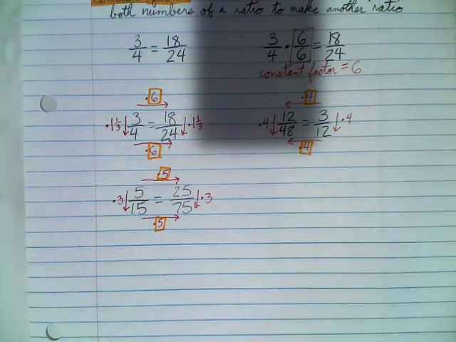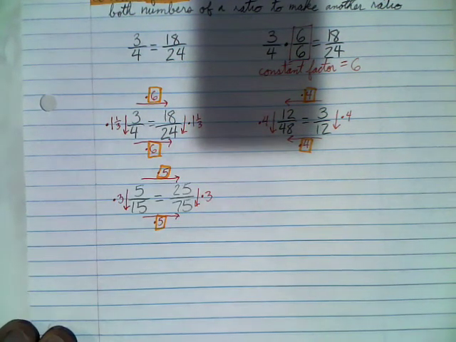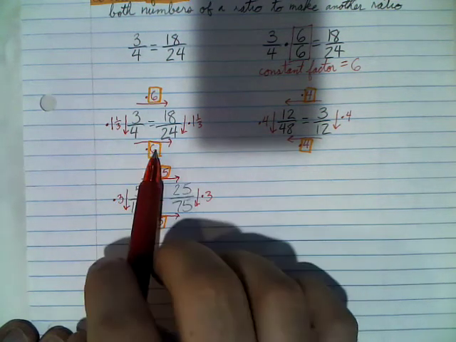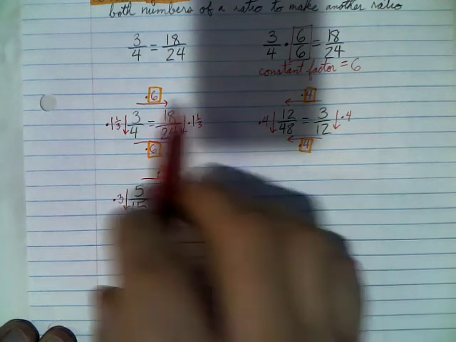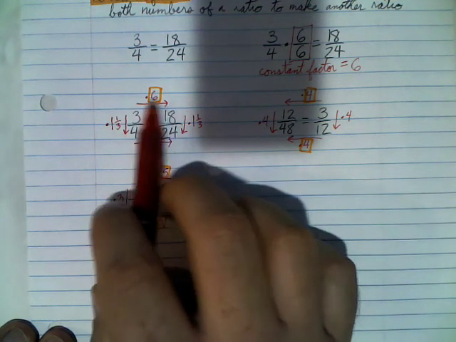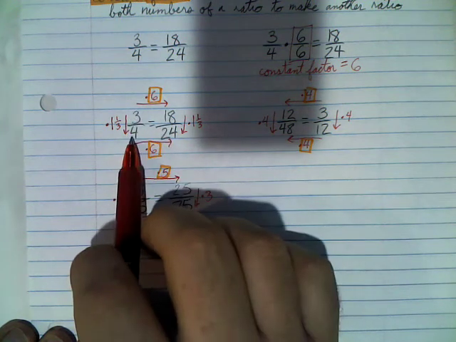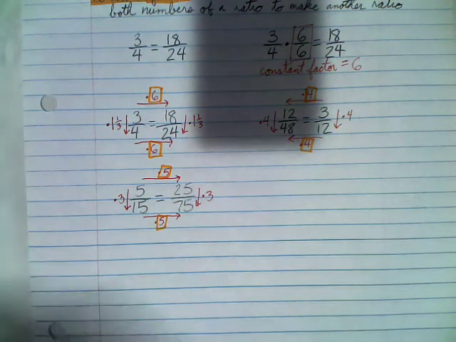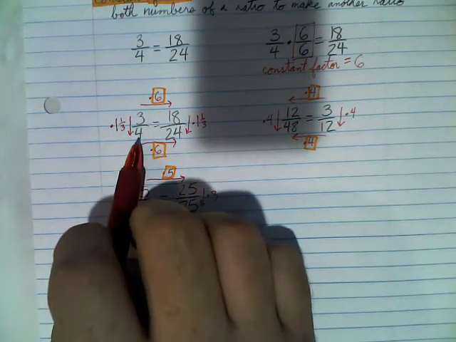So ladies and gentlemen, in a proportion, what we've just discovered here is whether we go left or right, there's going to be some relationship that is constant, and that's called the constant factor. So if I go from left to right, we're going to multiply by 6. So 3 times 6 is 18, 4 times 6 is 24. If we went the other direction, we would just divide. So 18 divided by 6 is 3, 24 divided by 6 is 4.